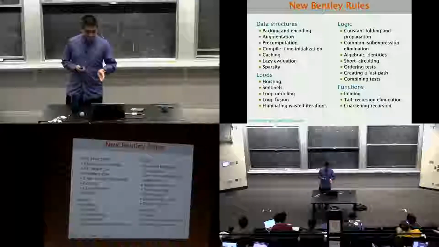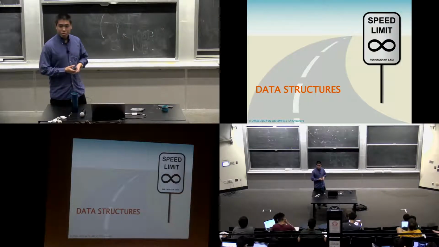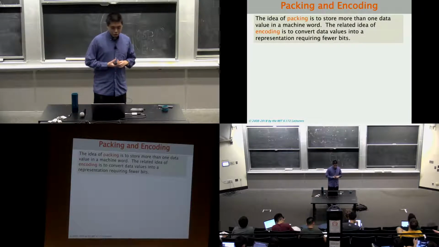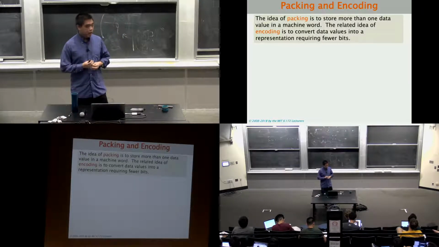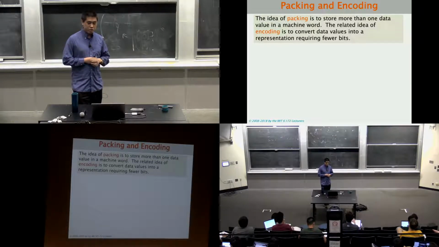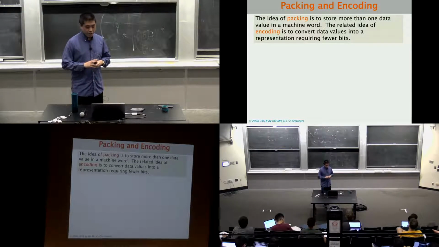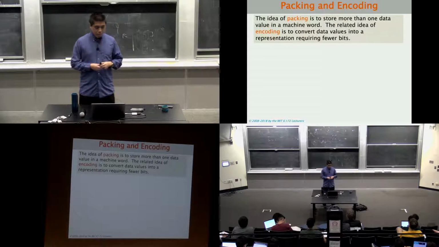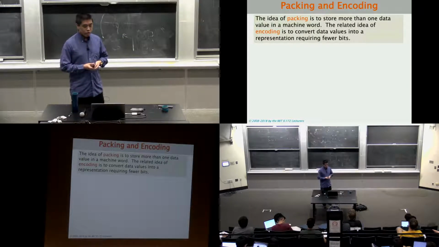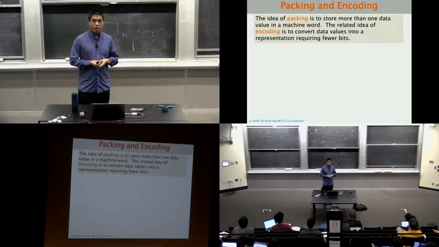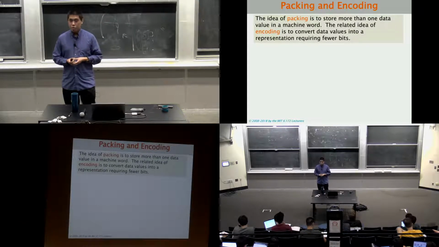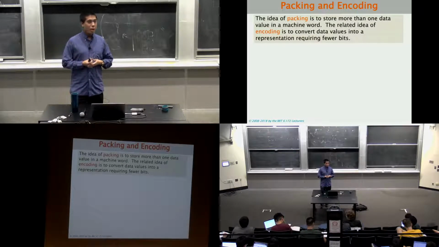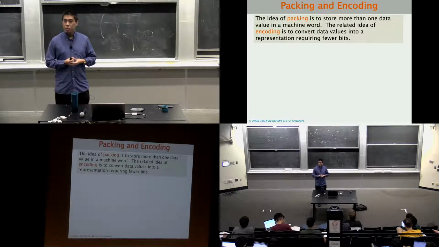All right, so let's start with optimizations for data structures. The first optimization is packing and encoding your data structure. The idea of packing is to store more than one data value in a machine word. And the related idea of encoding is to convert data values into a representation that requires fewer bits. So does anyone know why this could possibly reduce the running time of a program?